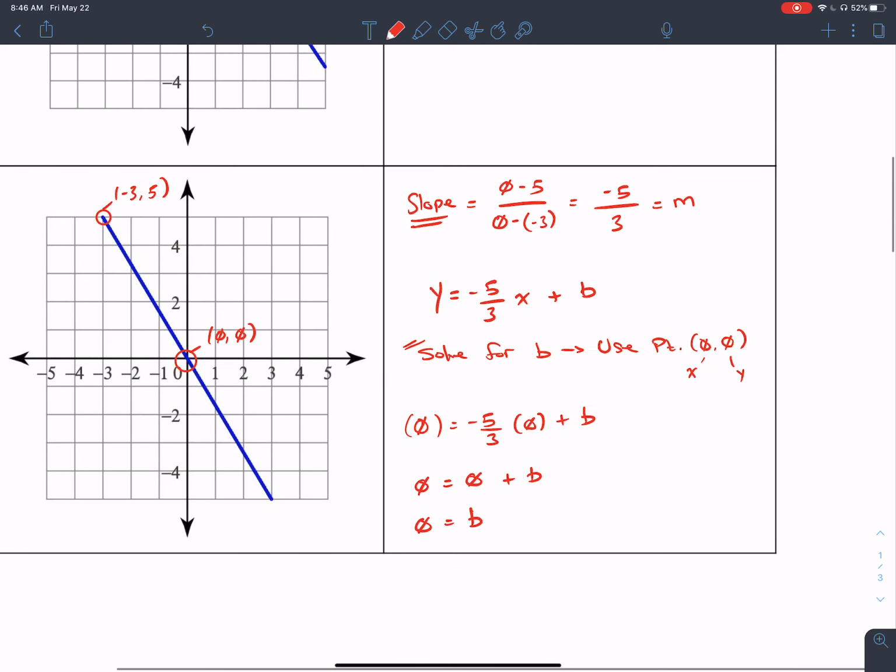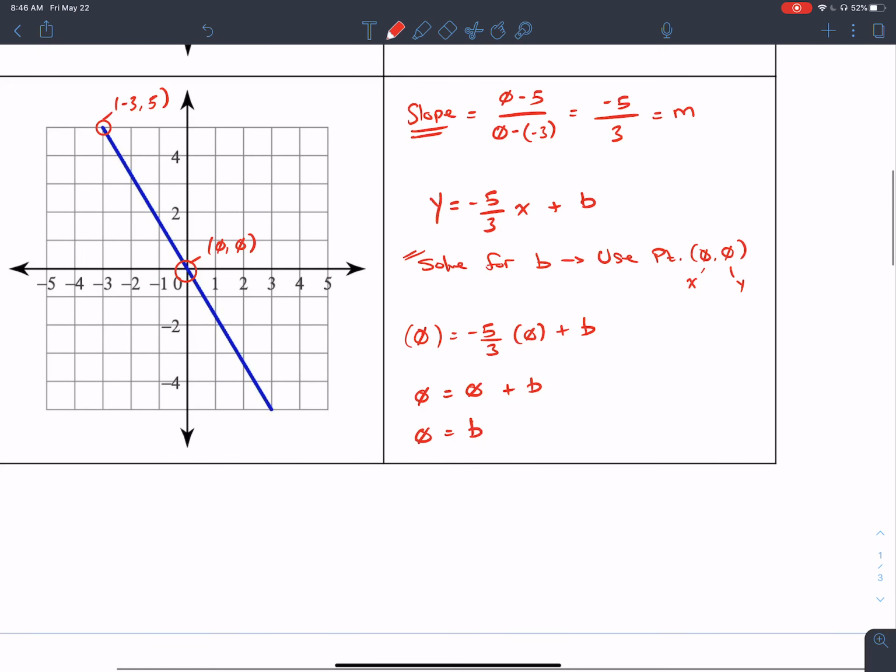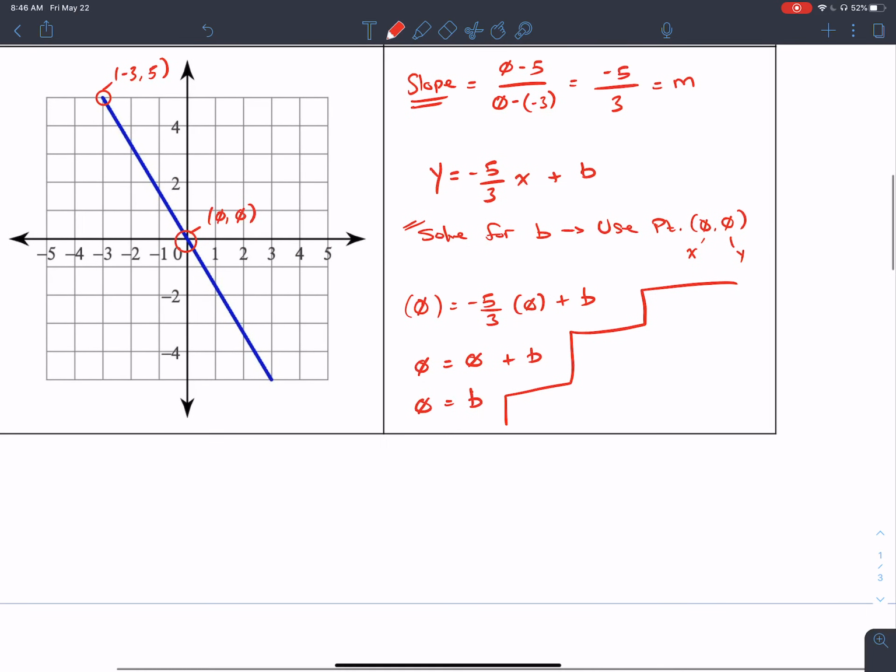So what do we have for our equation? I'm just going to separate this part out here, and therefore our final equation is y equals just negative 5 over 3x. You could write plus 0 if you want. You don't have to.